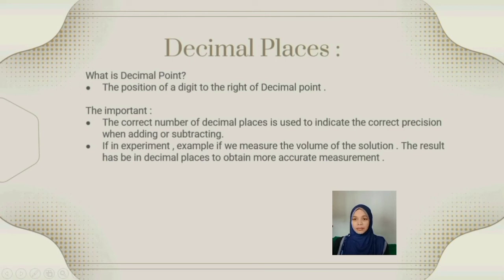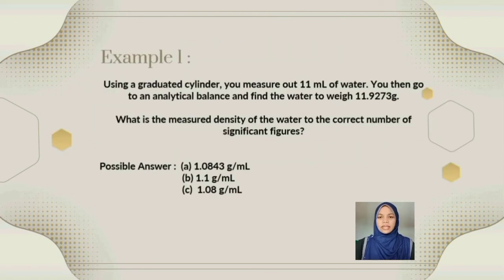So what is the importance of decimal places? The correct number of decimal places is used to indicate the correct position when adding or subtracting. In an experiment, for example, if we measure the volume of a solution, the result is given in decimal places to obtain a more accurate measurement. So we move to the first example.